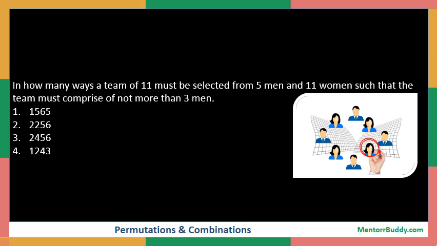We have a question based on permutations and combinations. The question says, in how many ways a team of 11 must be selected from 5 men and 11 women such that the team must comprise of not more than 3 men? Now this question is based on a team formation. Team formation involves selection of people. And when we talk about selection of people, we generally say it is a case of combination. So let's see how we can approach this question.